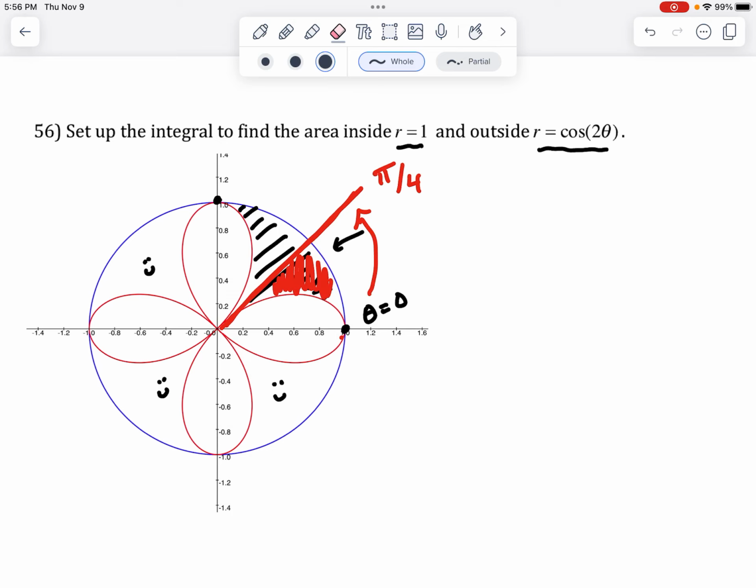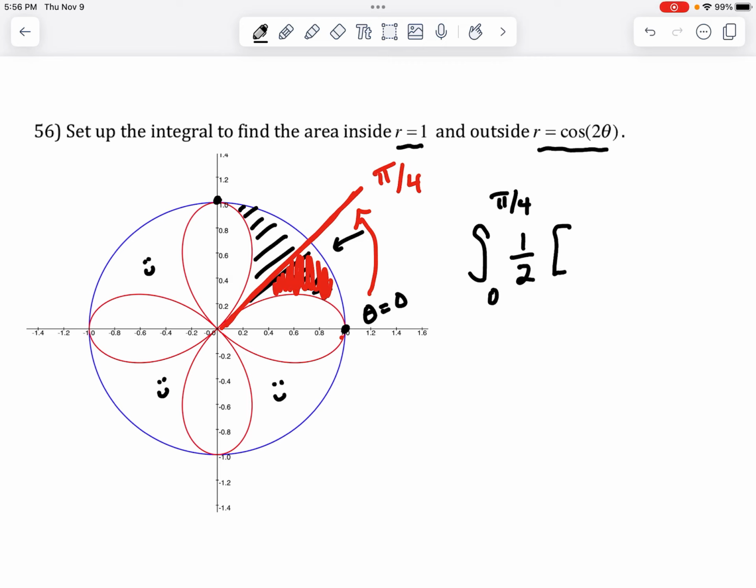Okay, so we integrate from 0 to pi over 4, as soon as I get a black pen. Integrate from 0 to pi over 4. And then the formula is going to be 1/2 r squared. And then we need the bigger r, which is actually the blue one. So that's r equals 1. So 1 squared. And then minus the smaller one, cosine squared of 2 theta.